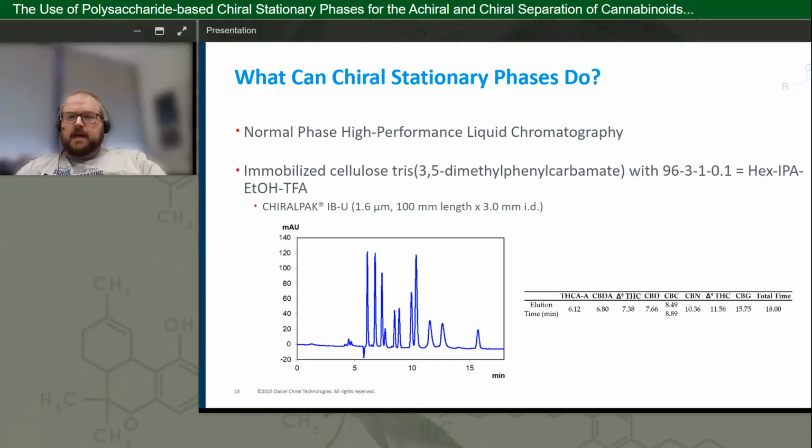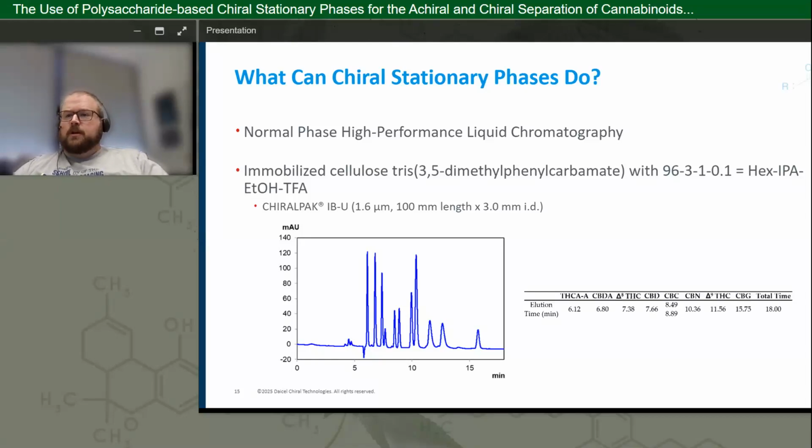Why did we not use trifluoroacetic acid on the last separation in SFC mode? Because SFC mobile phases contain a small quantity of carbonic acid. And so when we talk about needing to suppress the ionization of acidic cannabinoids in particular, we don't need additives in SFC mode. But when we switch over to normal phase mode, where we don't have the benefit of the carbonic acid, we have to add an extra acid. It could be TFA, it could be formic acid, it could be acetic acid, but something to keep our acidic cannabinoids neutral as they're passing through the column.